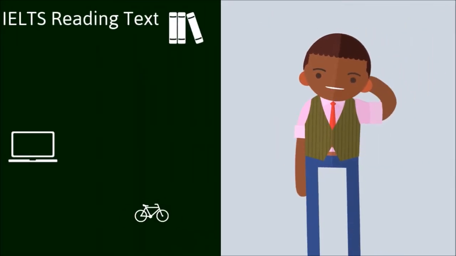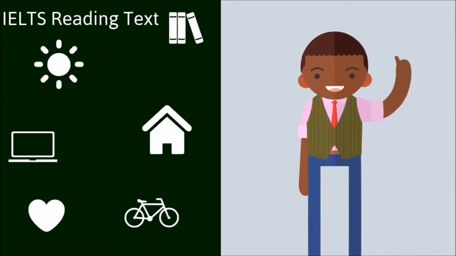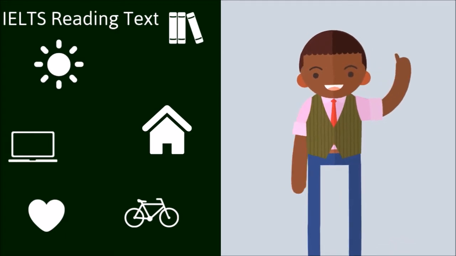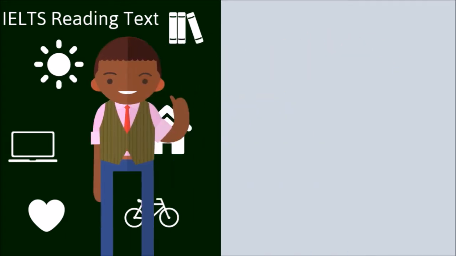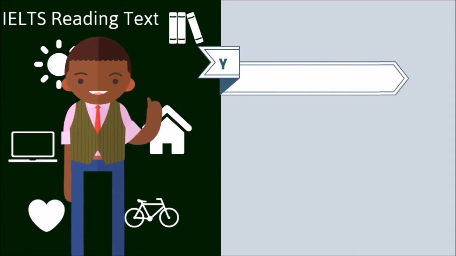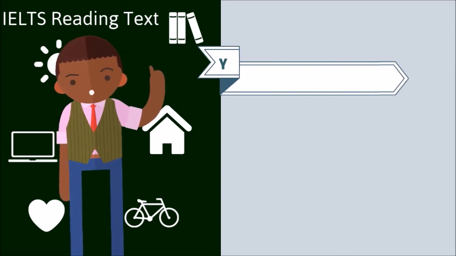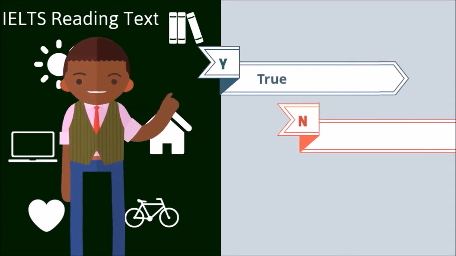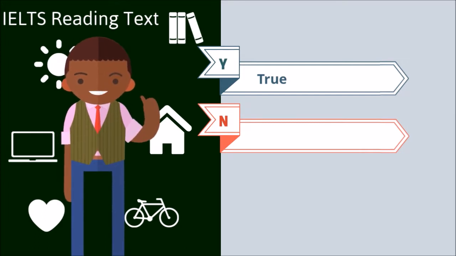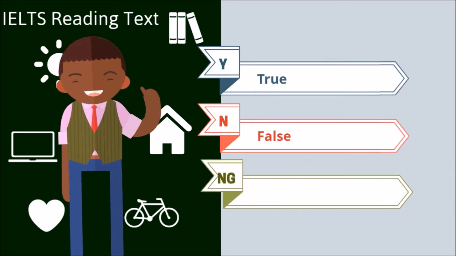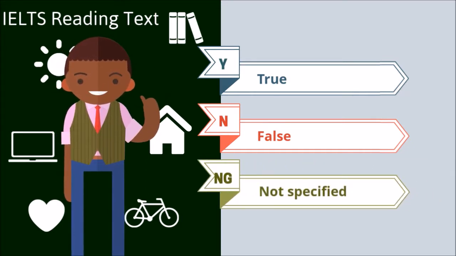Okay, let's review. To summarize, here is the difference between yes, no, not given questions. Yes means you can find something in the text that demonstrates the answer is true. No means there's something in the text that shows you the answer cannot be true. And not given means that you can't find anything in the text that shows the answer is true or not true.